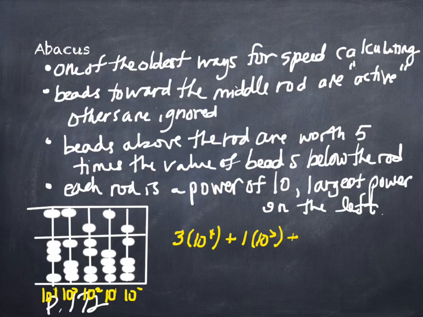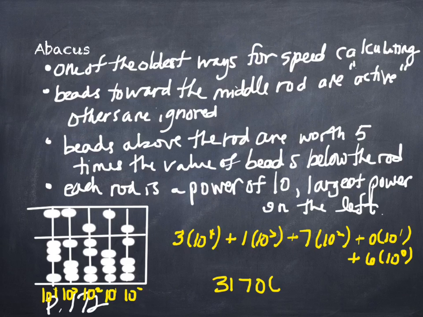Plus the next one, let's see, we have 2 beads below pushed toward it. So that's 1 and 2. The bead above the rod on this middle rod as well is also pushed toward it, and it's worth 5. So this is actually the number 5, 6, 7 times 10 squared. And then we have all the beads pushed away from the rod on the 10 to the first one, so that's 0 times 10 to the first. And then our last one is 1 bead above, worth 5, and 1 bead below, worth 1. So this is the number 6 times 10 to the 0. And again, if we were to write that in condensed form, this is 31,706.